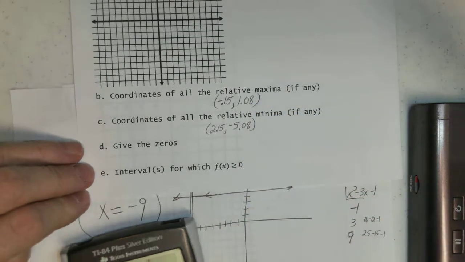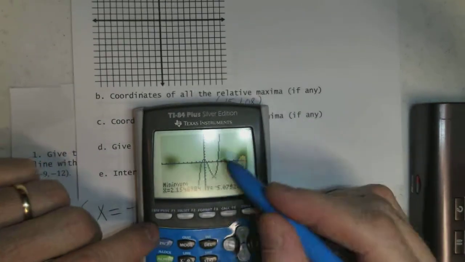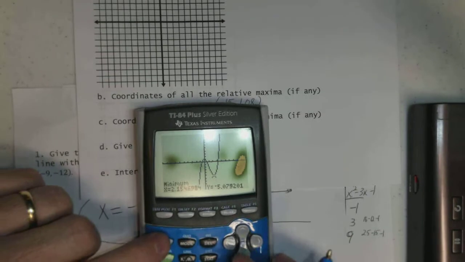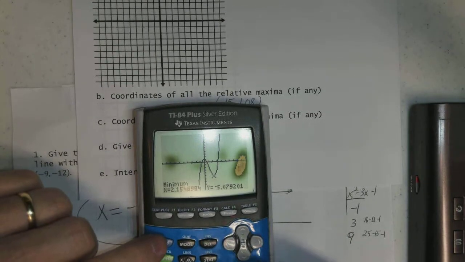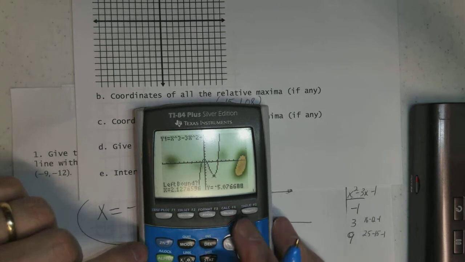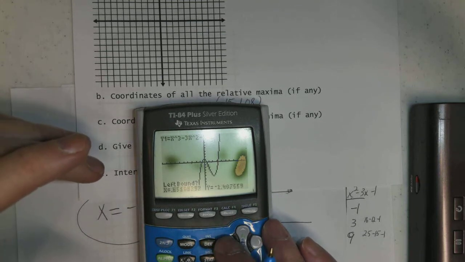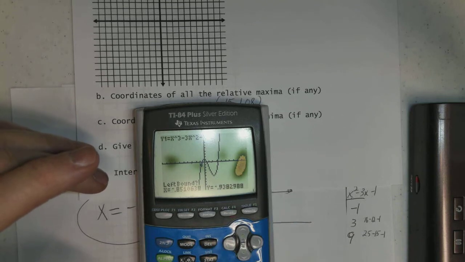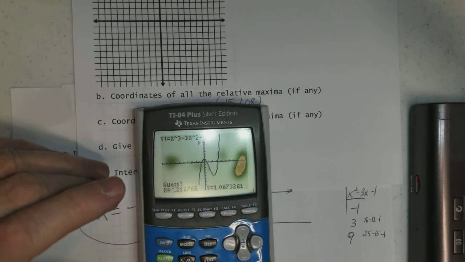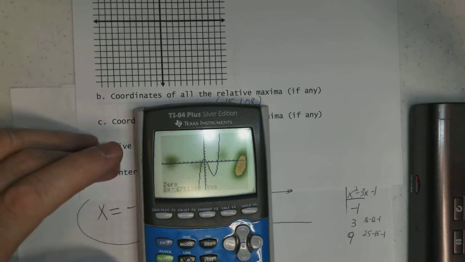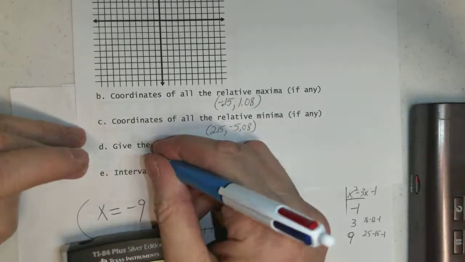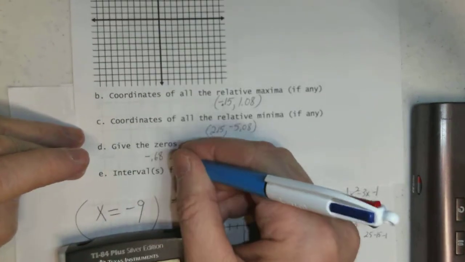Okay, now the zeros. 1, 2, 3 zeros. Let's get those plotted properly. Well, let's find them first. Second calc zero. I'm going to get the far left one. Left, right, enter. Negative 0.68. There's one of them.